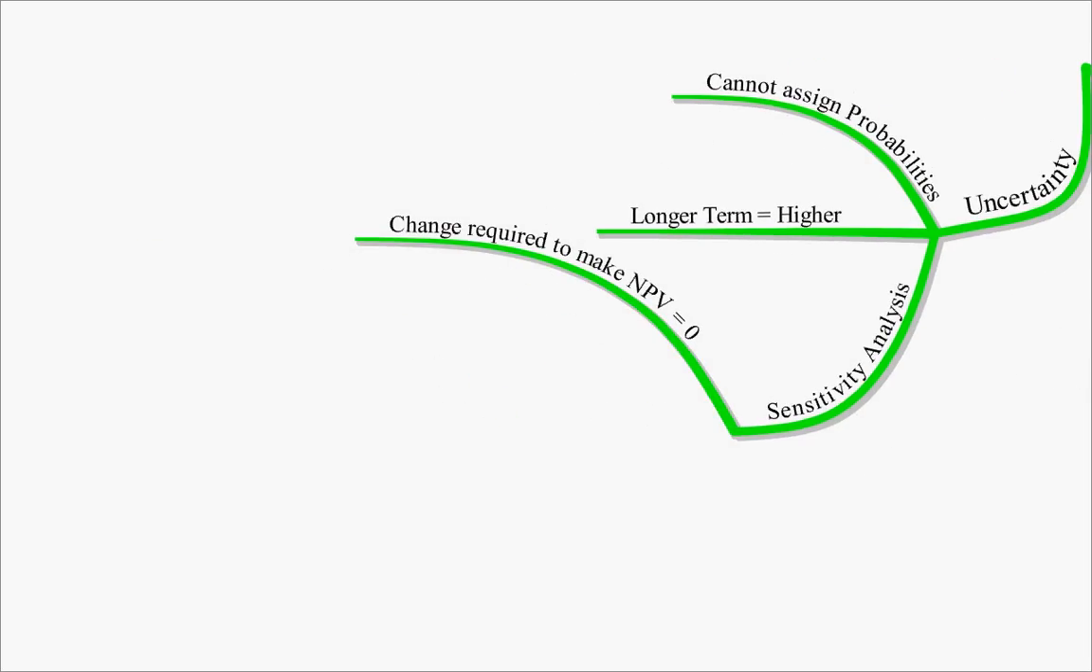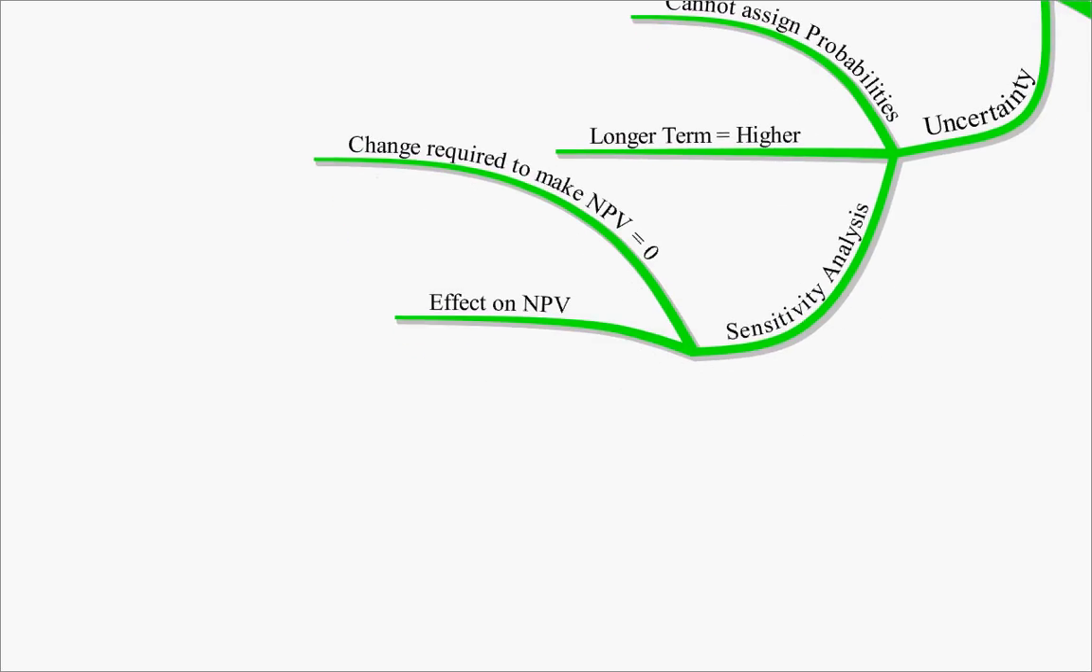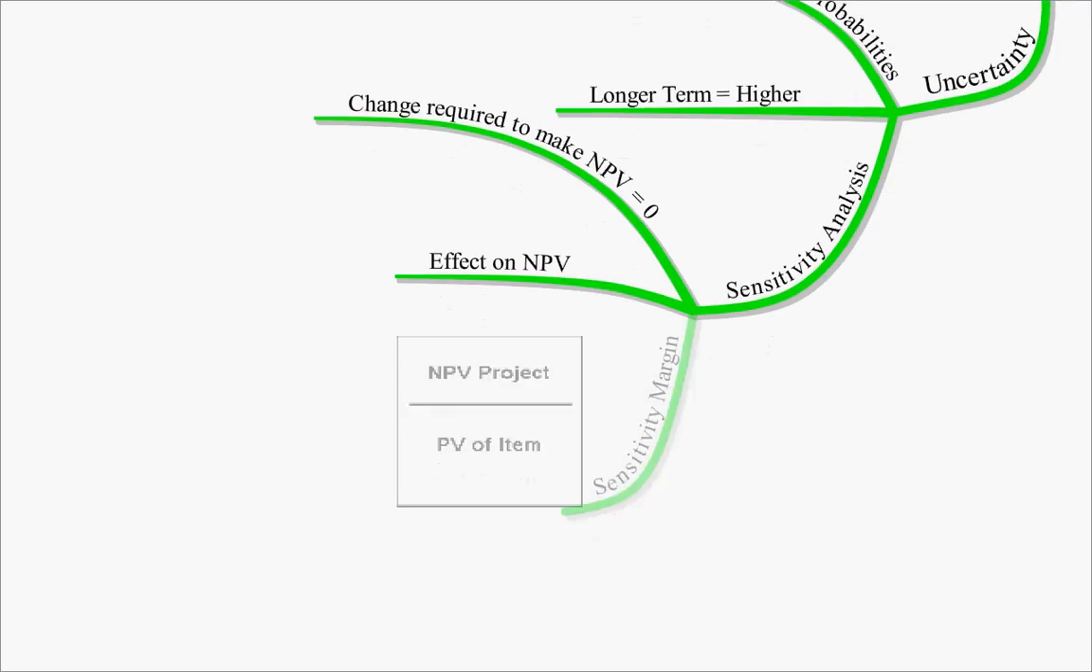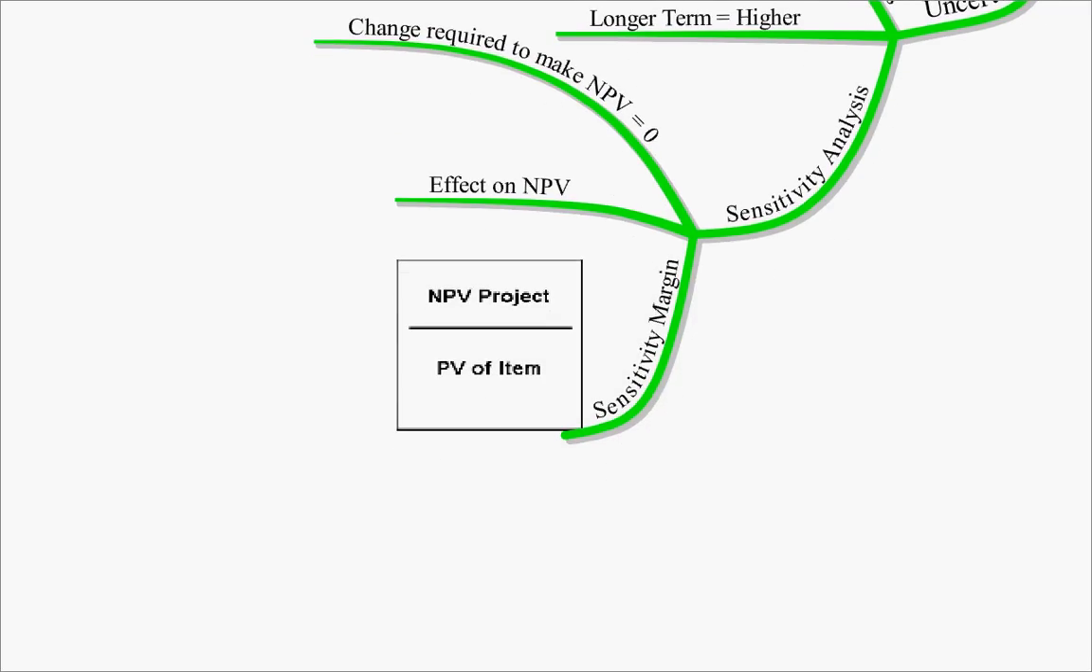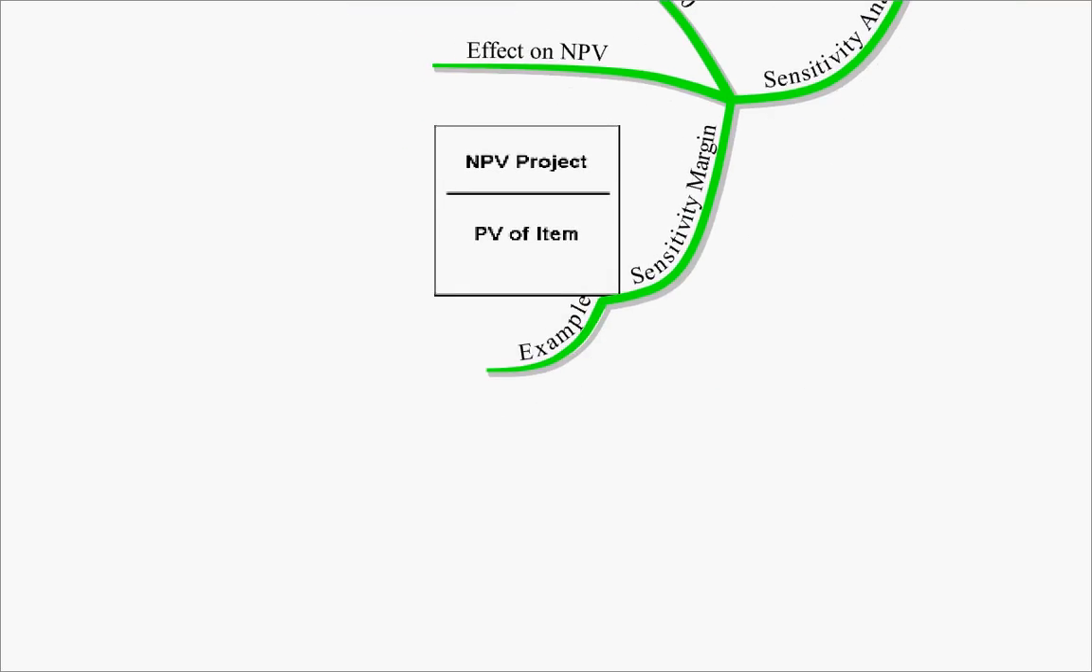In terms of the analysis that we'll be doing, it's the change required to make our net present value equal to 0. So if a variable changes by what amount to make the net present value 0. We're looking at the effect on the net present value of different areas of the investment, i.e. different costs and different returns. How do we do that? Well, we do the net present value of the project over the present value of the item. That item might be the initial investment, it might be the costs on the way through, but that will give us the sensitivity margin for each item. And we did a little example of that in class.